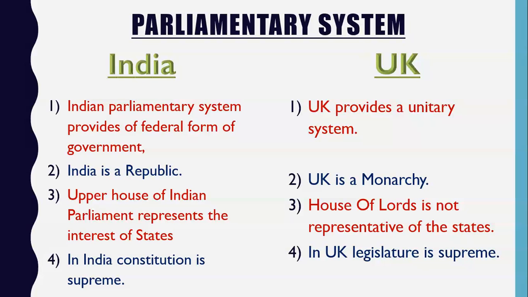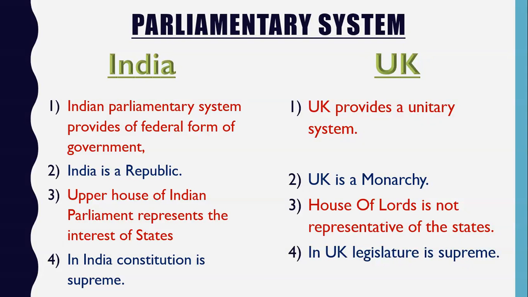But friends, the House of Lords, the upper house of the United Kingdom, is not a representative of states. So what does it mean? It means that the House of Lords, or the upper house of the Parliament of Britain, is not the representative of states. It is the representative of the feudal class or the elite class. So unlike India, the House of Lords does not represent the interest of states. It represents the interests of the feudal class, of the feudal lords.